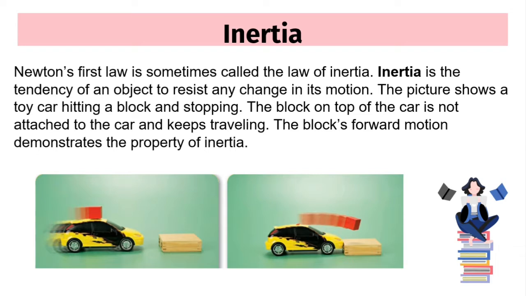Inertia. Newton's first law is sometimes called the law of inertia. Inertia is the tendency of an object to resist any change in its motion. The picture shows a toy car hitting a block and stopping. The block on top of the car is not attached to the car and keeps traveling. The block's forward motion demonstrates the property of inertia.